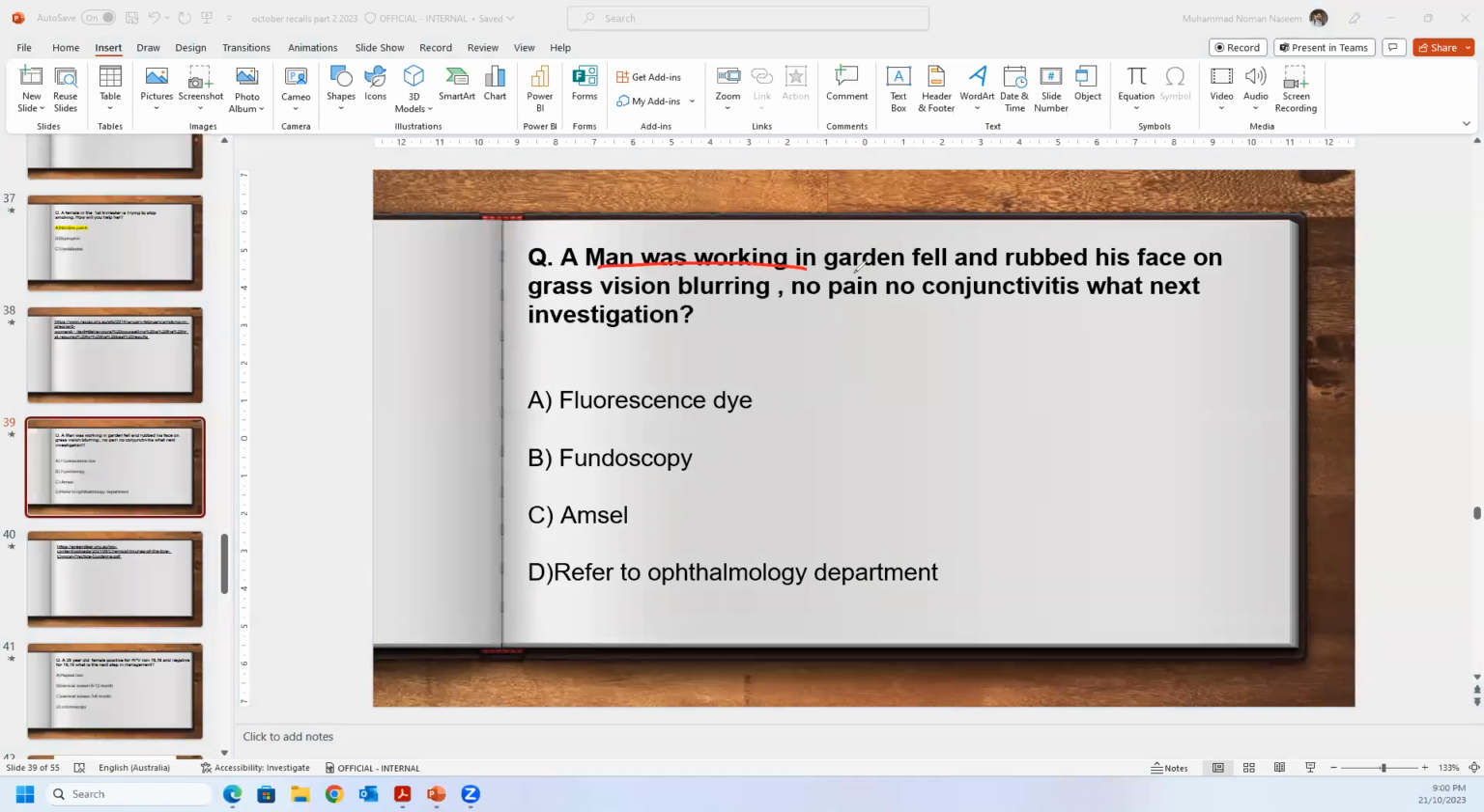A man was working in the garden. He fell and rubbed his face on grass. Afterwards, he had very blurry vision, but there was no pain and you couldn't find any redness of the conjunctiva. What's the next investigation you want to do in this patient? Fluorescein dye, fundoscopy, MCL, or refer to the ophthalmology department?